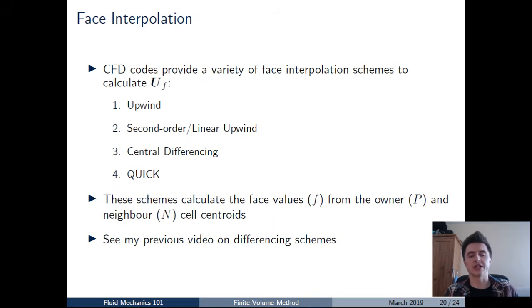And it turns out that CFD codes provide a variety of interpolation schemes to calculate that face value, and I've covered these face interpolation schemes in a separate video, particularly looking at upwind differencing, central differencing, and linear upwind differencing. So really, when you're setting up your CFD code and choosing a discretization scheme, what you're choosing is the method of interpolating the flow variables on the cell faces, given that we know the values at the cell centroids. If you haven't seen that video, I'd highly encourage you to go back and have a watch, and you'll soon understand how the different face interpolation schemes are set up.